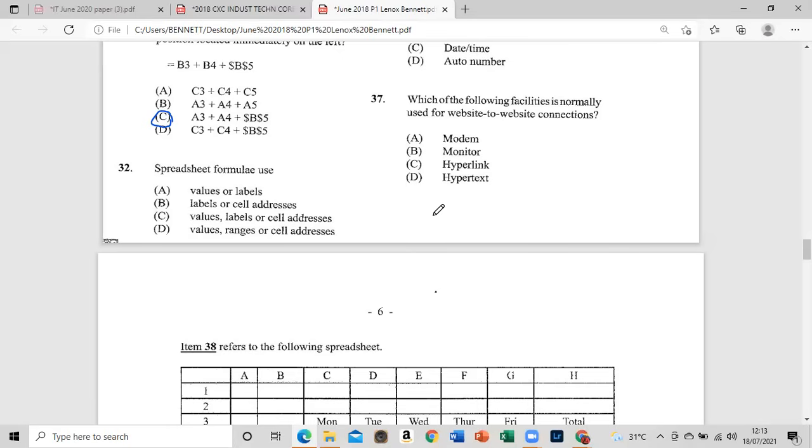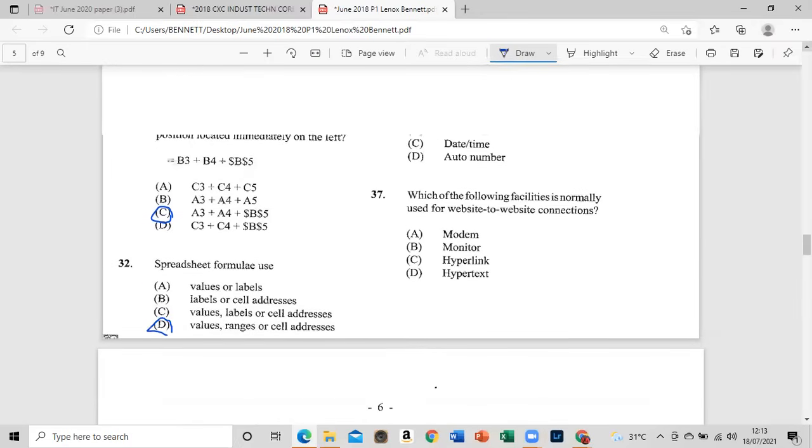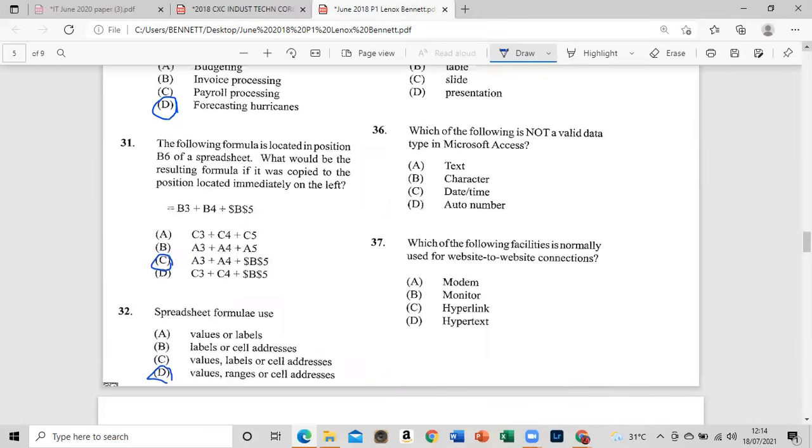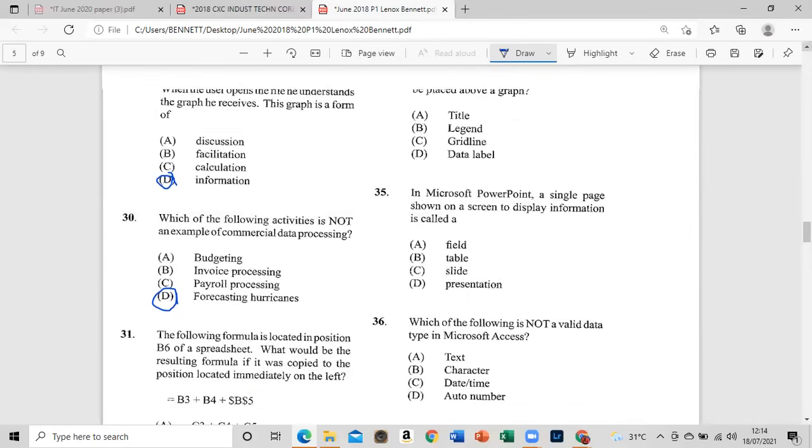Labels, cell addresses? Or is it D, value, ranges, or cell addresses? So that is D. A spreadsheet formula uses values, ranges, or cell addresses. Notice how I read it out, because if you listen, I want you guys to be able to follow. You don't have to look all the time, you can hear, alright?